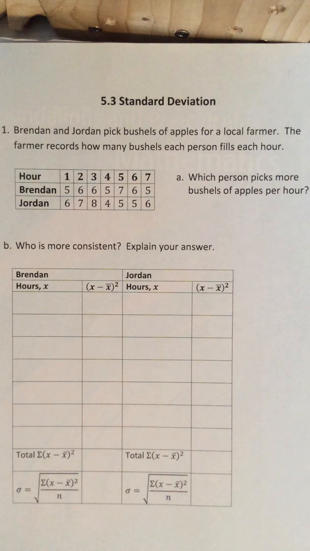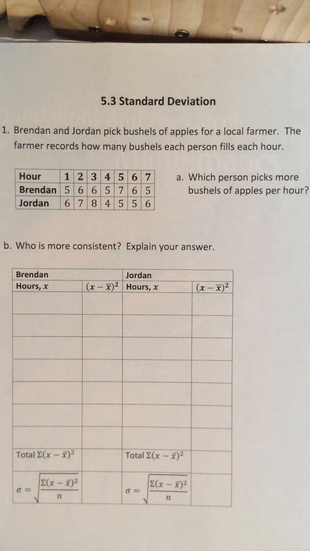In this video, I'm going to show you how to calculate standard deviation. What standard deviation is, it's a measure of how spread out the data is around the mean. So a lower standard deviation means the data is very close to the mean and that the numbers are more consistent because they're very close to being the same. A higher standard deviation means the data is scattered farther away from the mean.